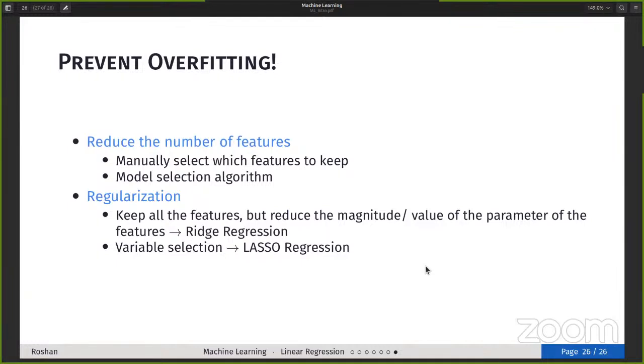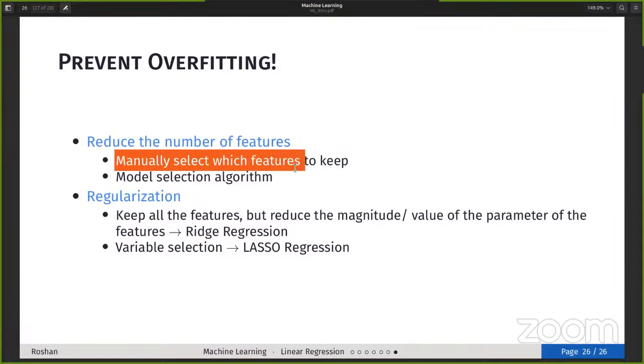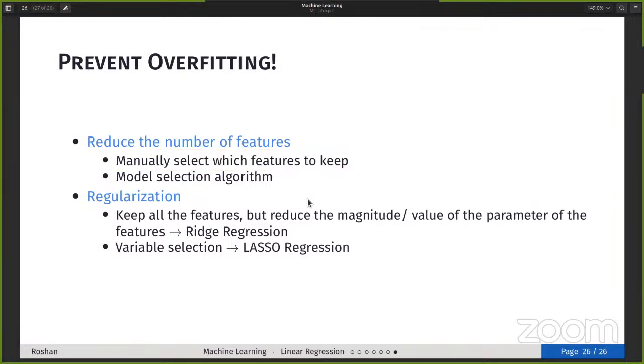And how do we prevent overfit? As I mentioned before, reduce the number of features. You have to manually select which feature is most important for your particular case. You can manually set, or there is something called the model selection algorithm, where there are different techniques. There is forward selection, backward selection, and other stuff. We won't be going into details about model selection algorithm, but we'll be looking at regularization.